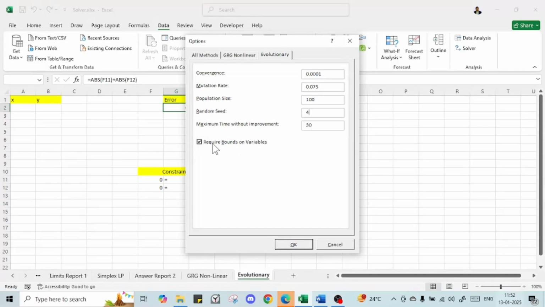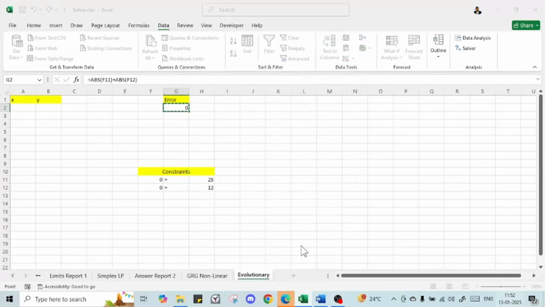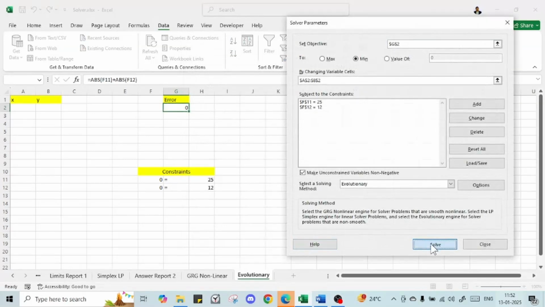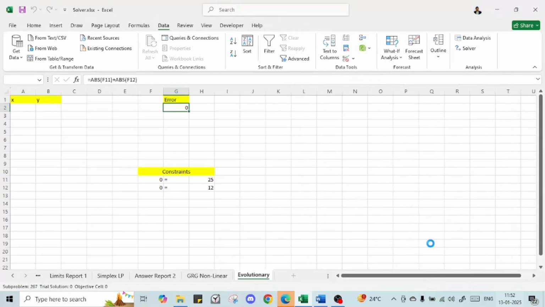Require bounds on variables, so we can uncheck this, as we have no bounds regarding this. Now if you click on OK and click on solve, you will see the trial solution and the objective solution. It works as the second method we have explained: it goes through a lot of sets of values, tweaking the values, and gives us the optimal solution.